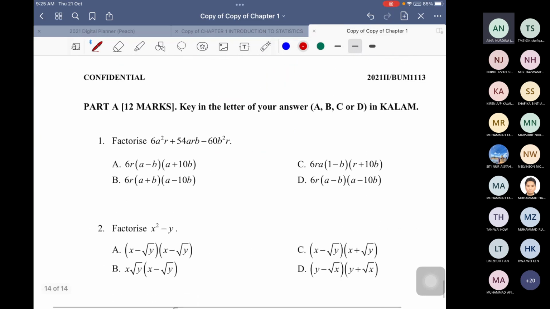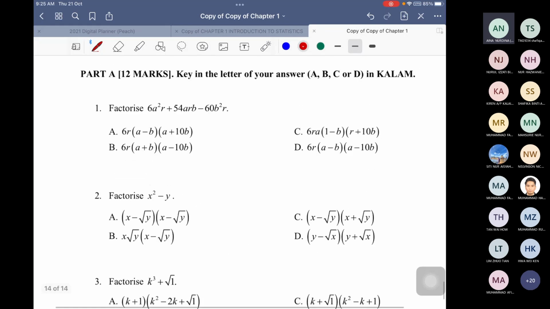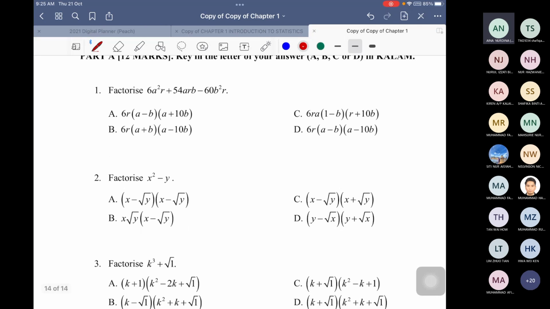Ini adalah soalan semester 1. So this is going to be soalan semester 2, tapi konsep dia still adalah sama. Ini last sebelum kita habis. So what is going to be the answer for 1? So, untuk soalan ni, so you factorize dulu apa term yang sama antara ketiga-tiga tu, kemudian baru pakai calculator untuk factorize the rest.